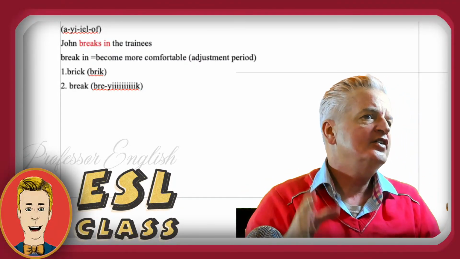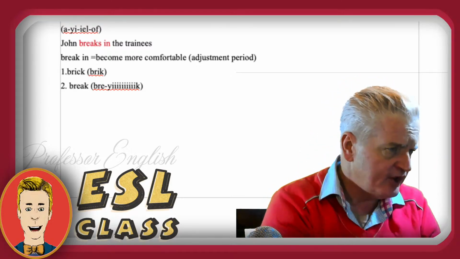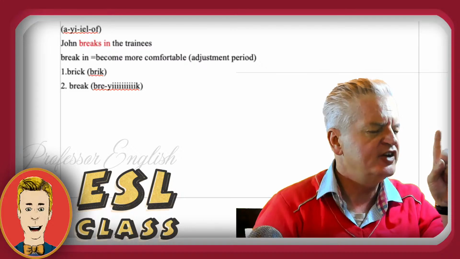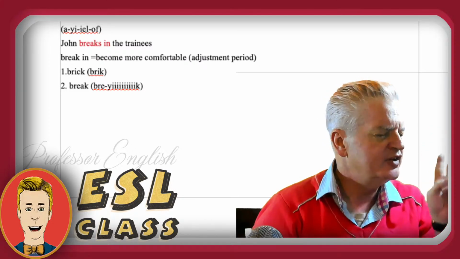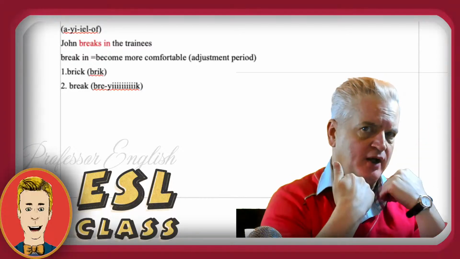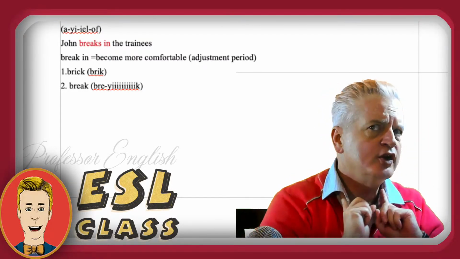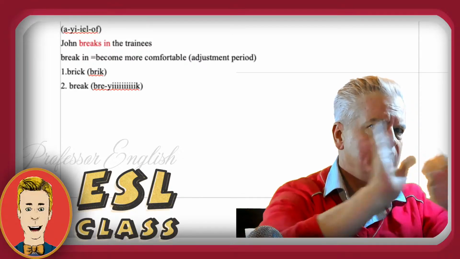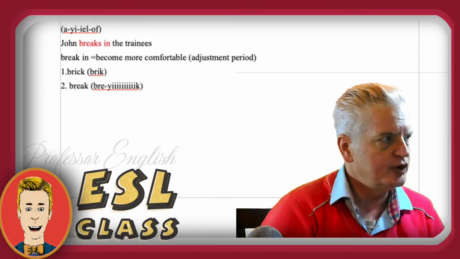So here are two physical differences between number one and number two. Number one is short, brick. Number two is long, break. Number one you eat, brick. Number two you push out, break. You should feel air coming out when you say number two.